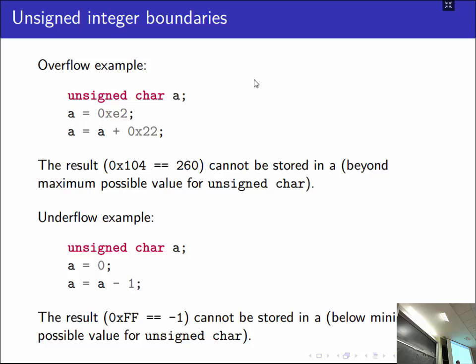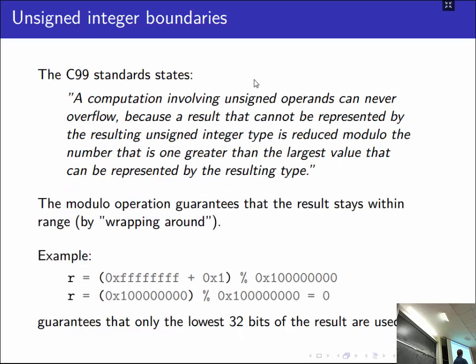Or dangerous. This is the standard, straight out of the C99 standard: a computation involving unsigned operands can never overflow, because a result that cannot be represented by the resulting unsigned integer type is reduced modulo the number that is 1 greater than the largest value of that type. You read this, of course, you fall asleep. Nobody reads this. But this is what it says. It says that actually, this is not a bug. It's supposed to wrap around.